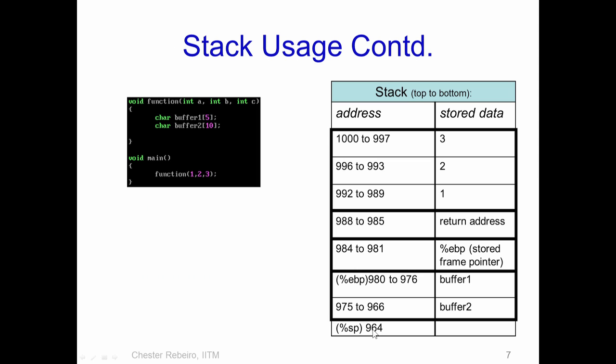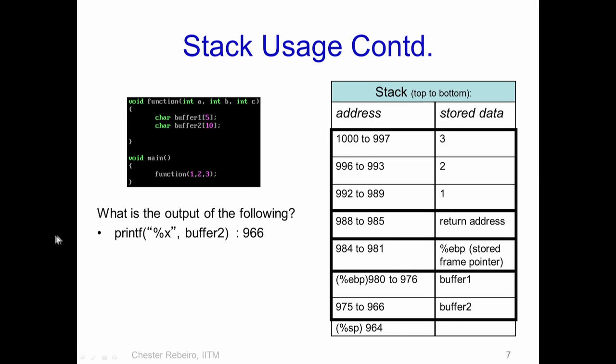So, let us say what would happen if we print this particular line: printf %x buffer 2. As we know, buffer 2 corresponds to the address of this particular array. So, this particular printf statement would print the address of buffer 2. So, if you look up the stack, we see that the start address of buffer 2 is 966. Therefore, this printf will print 966.